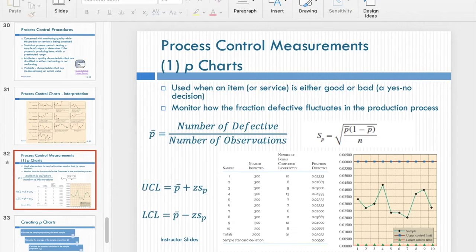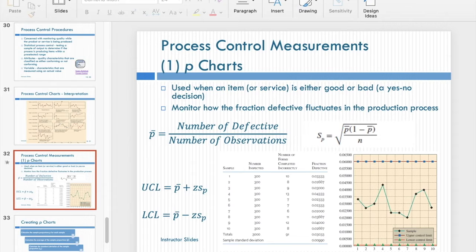First of all, what is P bar? P bar is right here. P bar is the number of defective products divided by the number of observations. Within every sample, we can easily calculate the fraction of defective products. Just use 10 divided by 300, 8 divided by 300 to get the corresponding values. But here, what is P bar? P bar is the number of defective products within all samples, divided by the number of observations also within all samples.